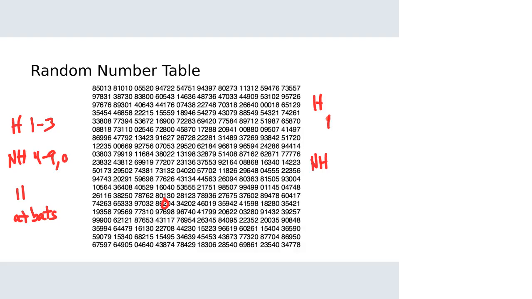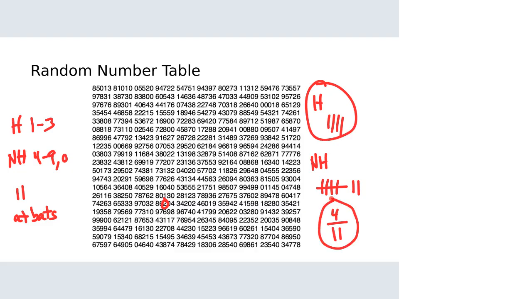And so let's see, it's a 2, so that's a hit, then a 0, then a 4, then a 3, then a 4, then a 2, then a 0, then a 2, then a 4, then a 6, and then a 0. Okay, so for these particular, am I at 11? Yeah, I'm at 11. For these particular 11 at bats, he got 4 hits. So according to my simulation that I just ran, the probability he's going to get a hit is 4 out of 11.